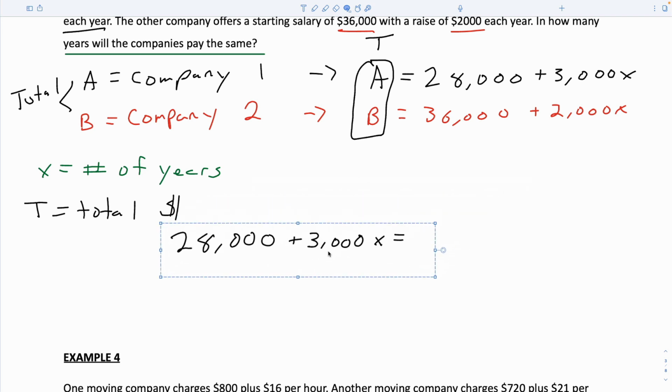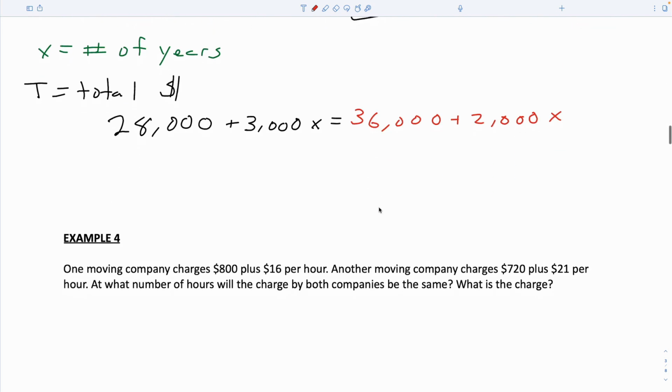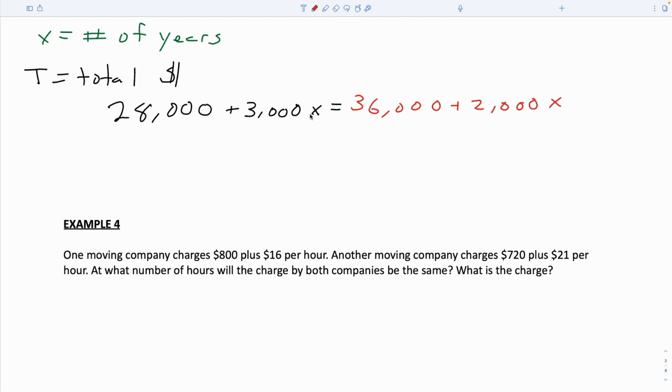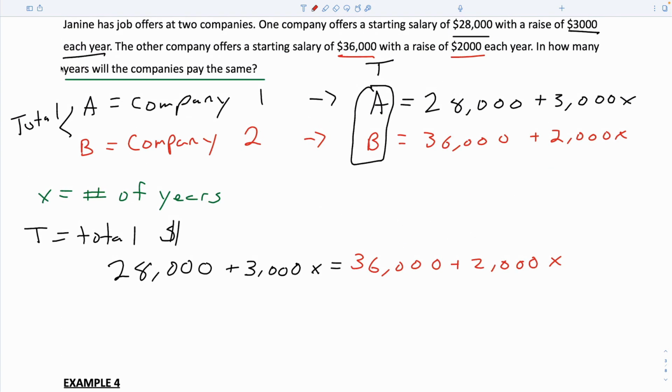I need more room. Let's go down here. That's company A, and it should equal company B. What is the only variable left in my equation at this point, Andrew? What's the only unknown? X is the only thing that I have left, and that's the exact thing I'm looking for. In my problem, I want to find the number of years. Let's solve.